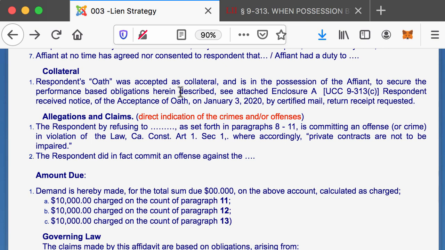Let me try that again. Respondent's oath was accepted as collateral and is in possession of the affiant to secure the performance-based obligations herein described.